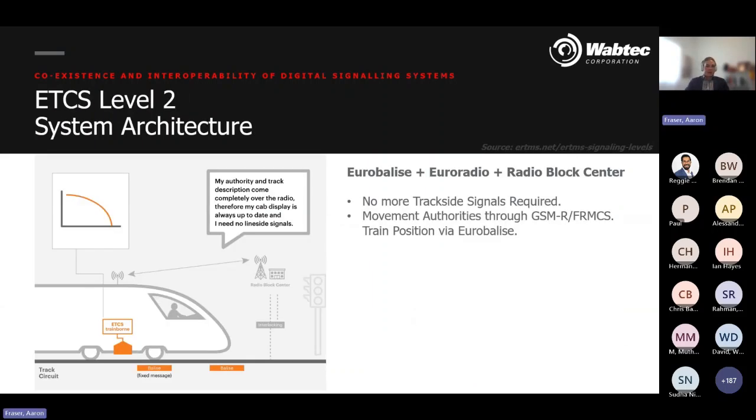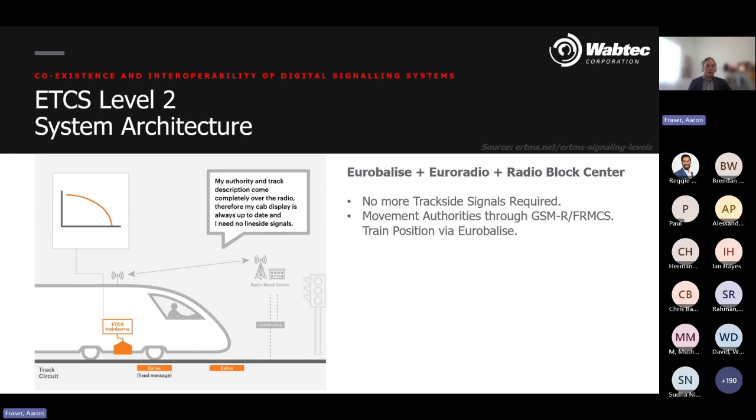ETCS consists of a number of different levels, so level 0, NTC, level 1, and level 2. For convenience's sake, I'll only be focusing on level 2 for this presentation, as it is the most similar to the other types of digital signalling systems that will be discussed today. So ETCS Level 2 is an advanced train control and signalling system that enables continuous radio-based communication between the train and a centralized control center known as the radio block center.